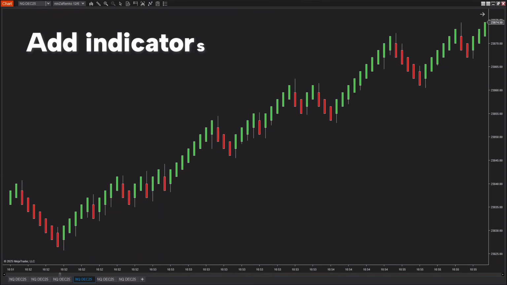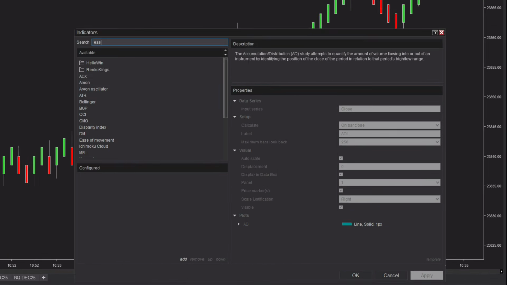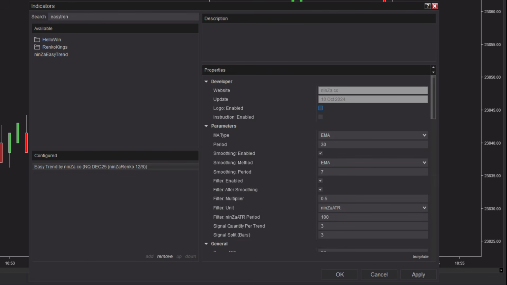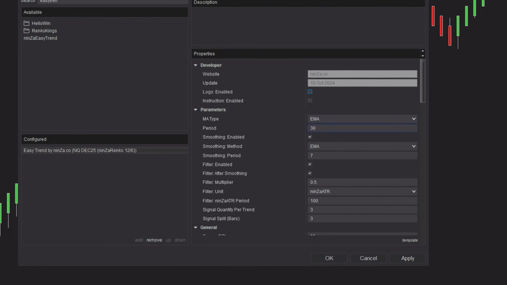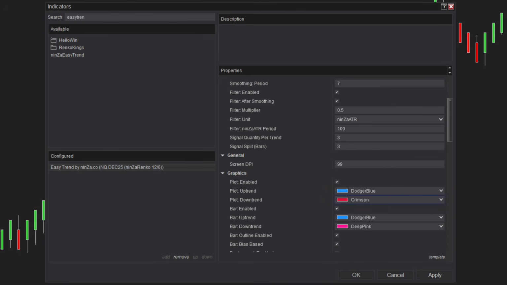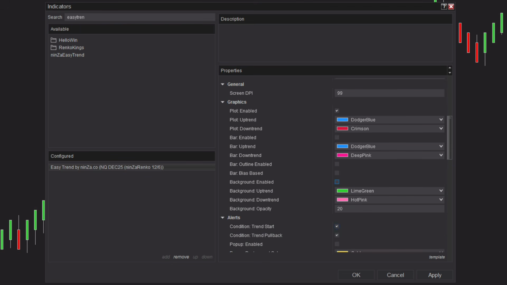First, let's add the Easy Trend indicator to the chart. Since our main purpose here is just to identify the trend, we'll turn off the unnecessary elements. At this point, I'll go really slowly so you can see it clearly. The first thing we'll do is turn off the background color and the candle colors, so the chart looks cleaner and much easier to follow.